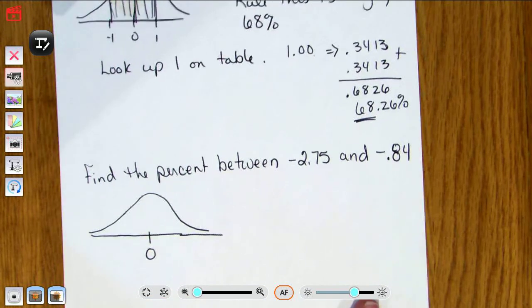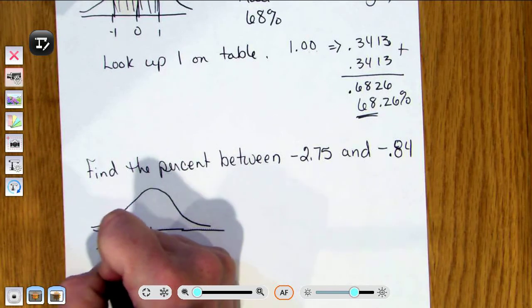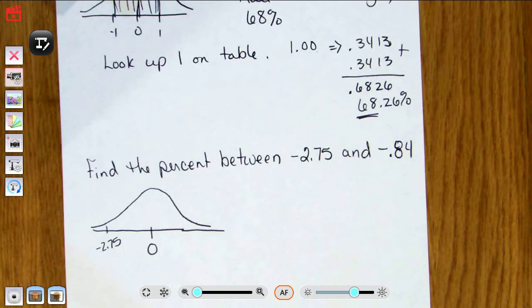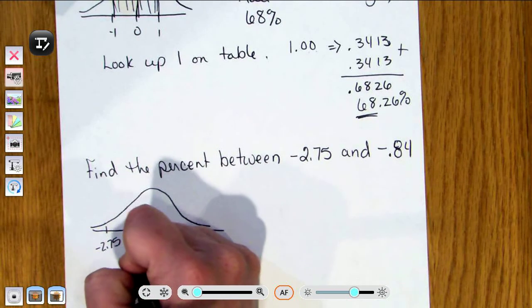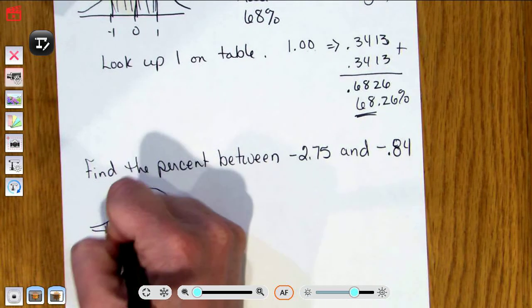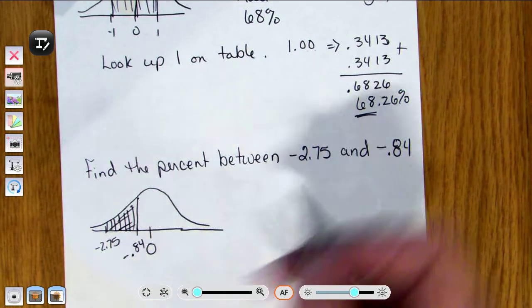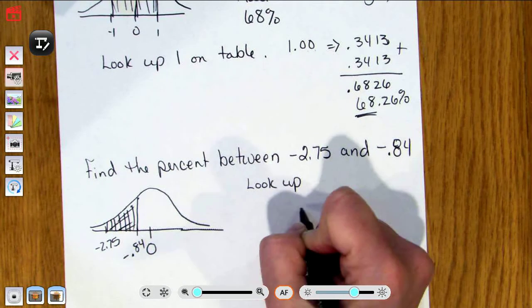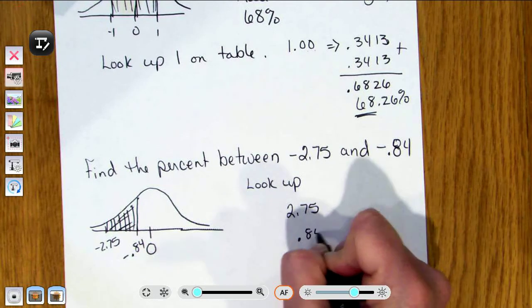All right, so there's my 0 in the middle. A -2.75 is down here somewhere. Maybe down farther, may not be down that far, but again, pictures for just a little bit of help. -0.84 is on this side, and we are going between. So I'm kind of shading that picture for me. We're going to look up both those values. So I'm going to look up the 2.75 because I don't have negatives, and my 0.84.